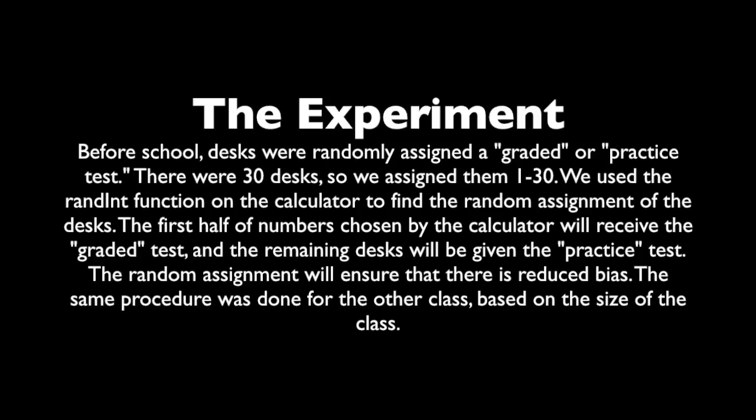Before school, desks were randomly assigned a graded or practice test. There were 30 desks, so we assigned them 1 through 30. We used the random integer function on the calculator to find the random assignment of the desks. The first half of numbers chosen by the calculator will receive the graded test, and the remaining desks will be given the practice test. The random assignment will ensure that there is reduced bias. The same procedure was done for the other classes based on the size of the class.